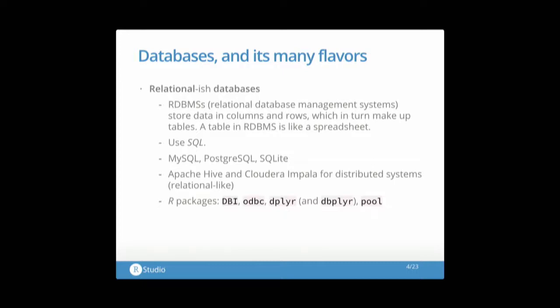And very quickly, relational databases and their management systems store data in columns and rows. These make up tables. It looks spreadsheety. They use SQL, which is a language for querying data. A few popular databases that are relational, and in this case open source, are MySQL, Postgres, and SQLite. Recently, for distributed systems, you also have things like Apache Hive and Cloudera Impala, which are relational-like.